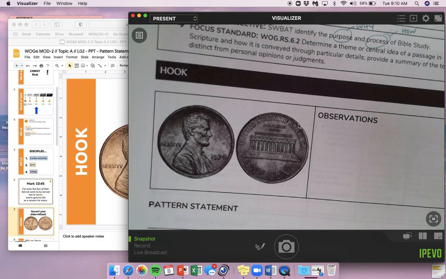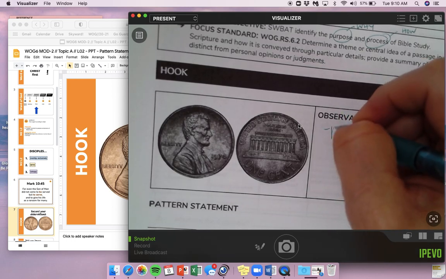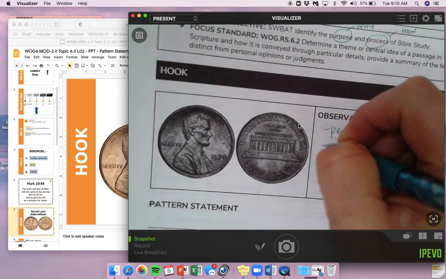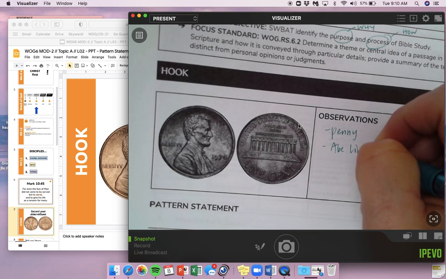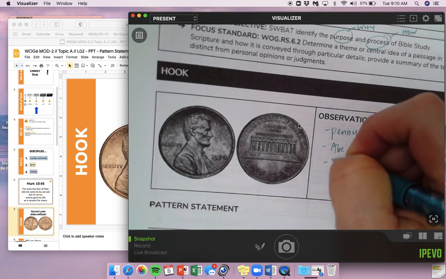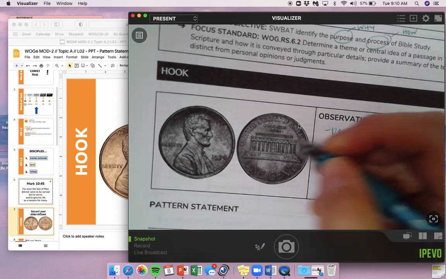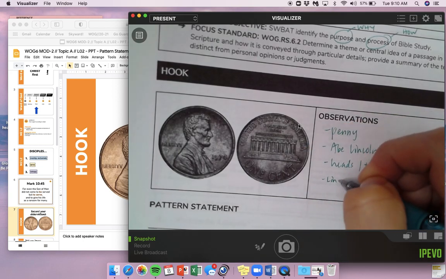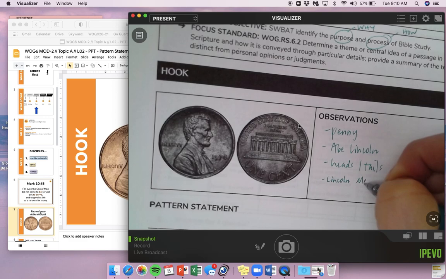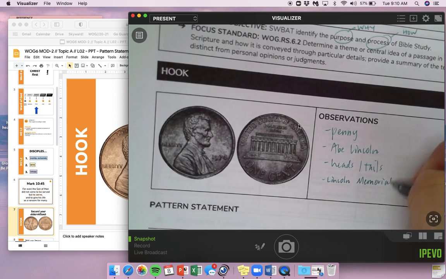Okay, welcome back. I heard in some of my classes things like, it's a penny. I heard things like there's Abe Lincoln on the front. That's called the heads, and the back is called the tails. I heard things like, oh, that's some sort of famous building in Washington, D.C. You're right, it's the Lincoln Memorial.